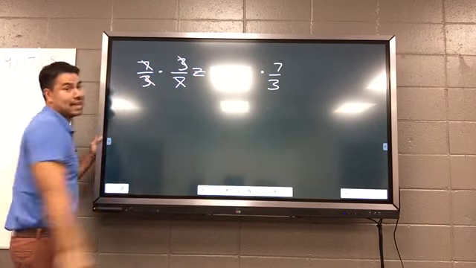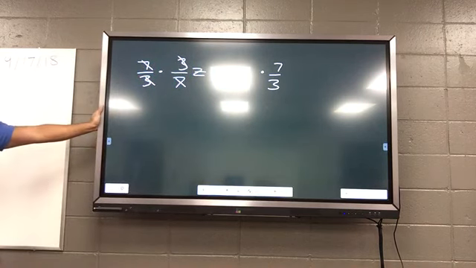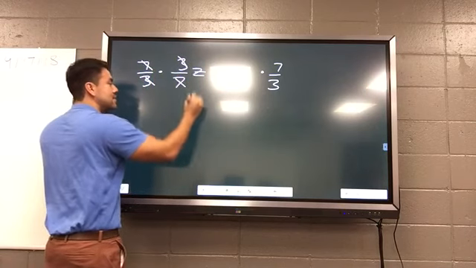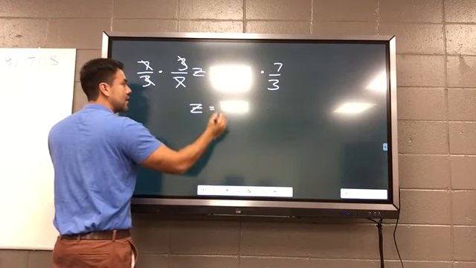Does anyone know what property that is showing? 3/7 times 7/3 is 1. The inverse property of multiplication. Multiplicative inverse. What's 1 times z? Z. Oh, I get that.